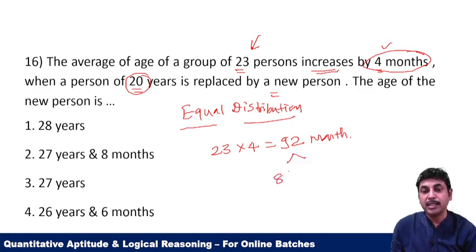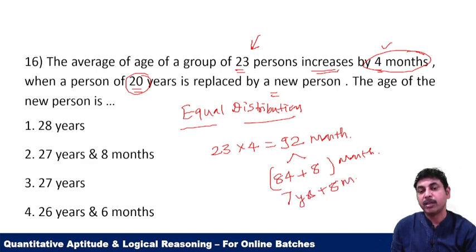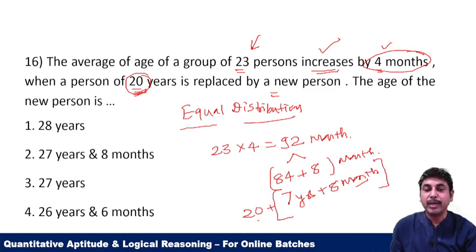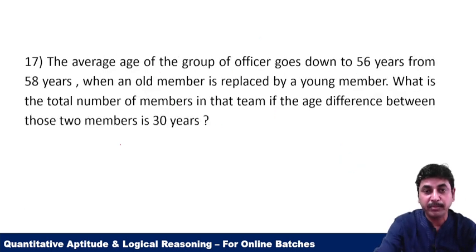Now can I replace this? This can be split as 84 and 8 months. So 84 months means 7 years plus 8 months. And whom is he replacing? He is replacing the 20 years person. Now the age is going to increase, so we have to add 20 to this particular part and that will be the age of the new person. So 20 plus 7, 27 years and 8 months will be your answer. So this is the idea of equal distribution by which we get the answer in very minimum time.